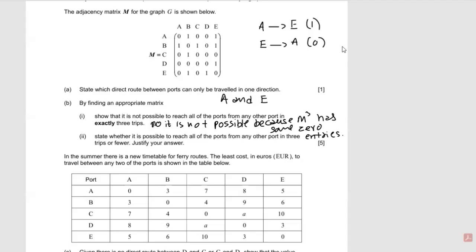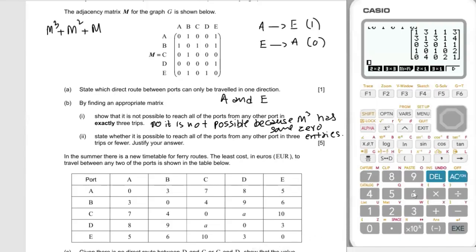Okay, part B2. State whether it is possible to reach all the ports from any other port in 3 trips or fewer. Justify your answer. So it's either 3 trips or 2 trips or 1 trip. Now we need to do the same thing. We need to add these and check whether it is possible. 0 entry is not allowed.